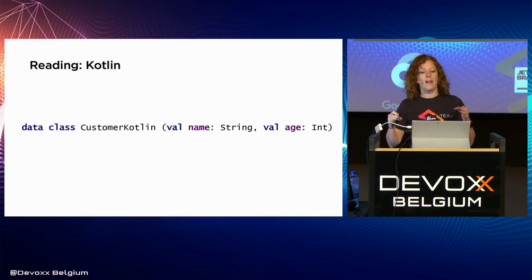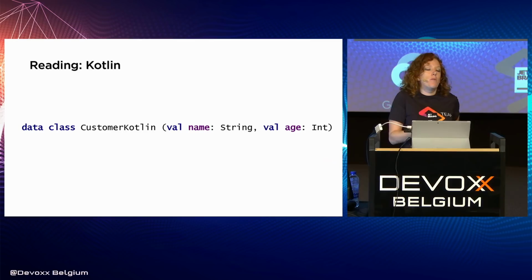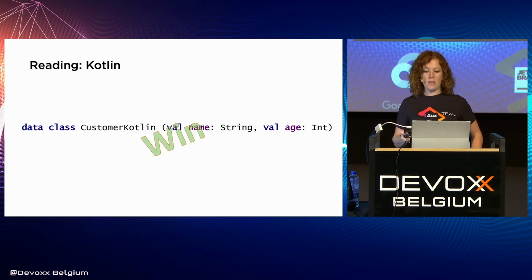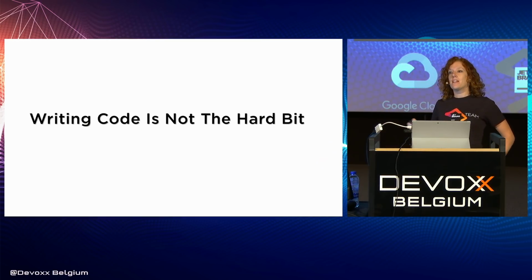So that's where the power of why do we have to generate code when we don't really know whether it's generated or not? That becomes a bit noisy and difficult for us to understand. So writing the code is not the hard bit. It's reading it and understanding what it means.